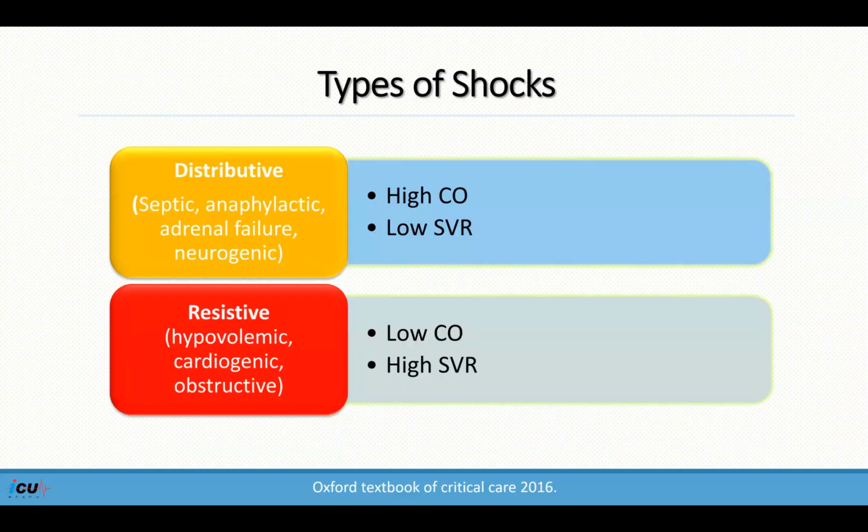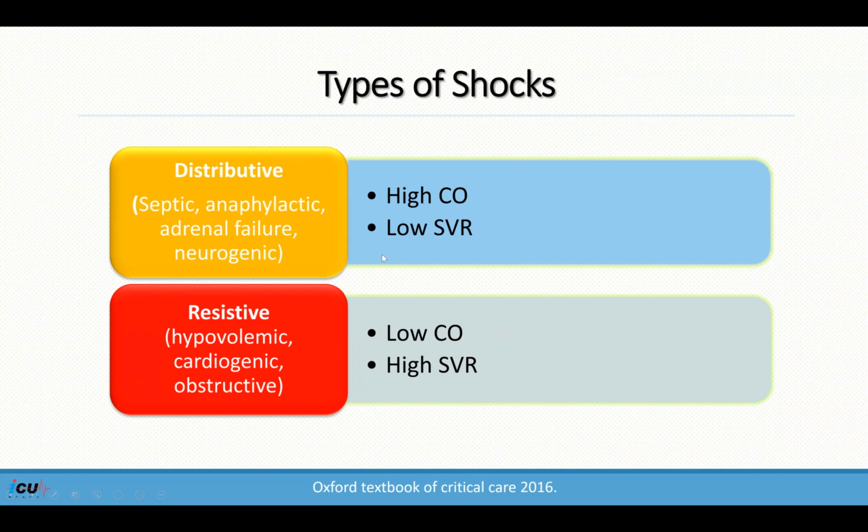We can also look at shocks in terms of the systemic vascular resistance. And we have either distributive shock, which has a low SVR syndrome, and resistive shock, which is a high SVR syndrome. So a high SVR, meaning the systemic vascular resistance is increased, is because of the compensatory mechanism of the adrenalines that are released in the body. This could be because of hypovolemia, cardiogenic shock, or obstructive shock. And in those cases, the cardiac output is low.